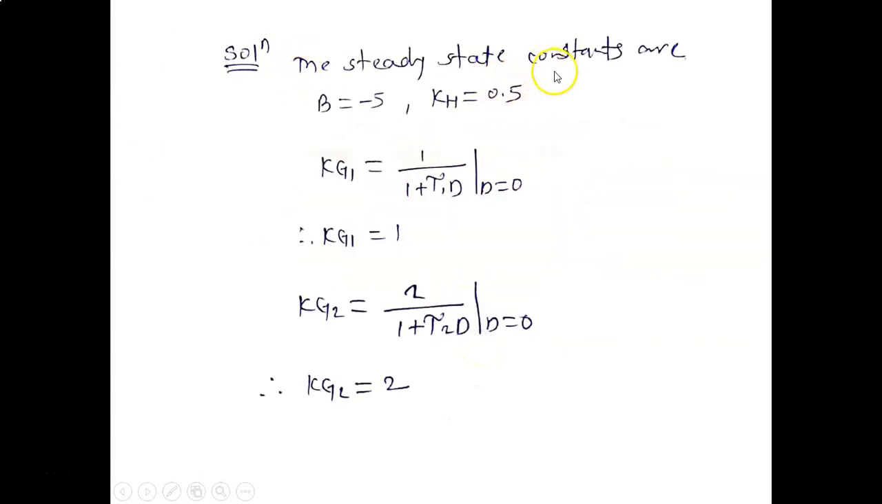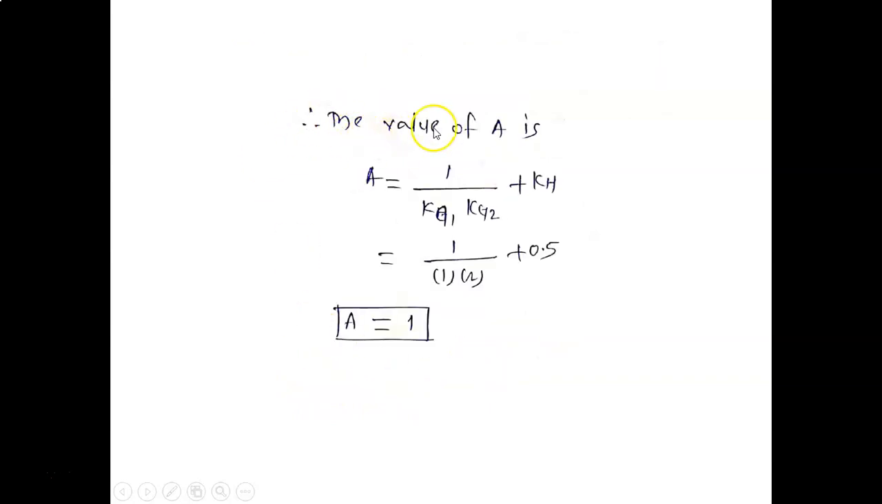Therefore, solution: the steady state constants are B = -5, KH = 0.5. Therefore KG1 is equal to 1 divided by 1 plus tau 1 D at D = 0. Therefore KG1 = 1. KG2 is equal to 2 divided by 1 plus tau 2 D when D = 0. Therefore KG2 = 2. Therefore the value of A is equal to 1 divided by KG1 KG2 plus KH, which is equal to 1 divided by 1 into 2 plus 0.5. Therefore A = 1.